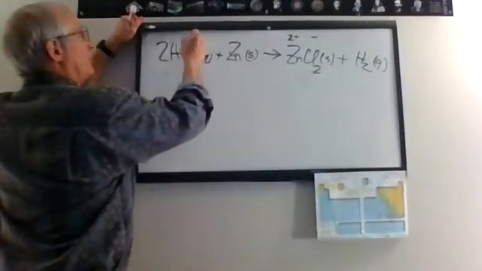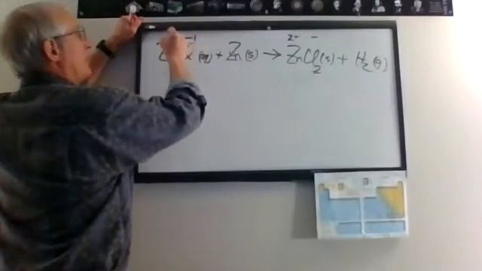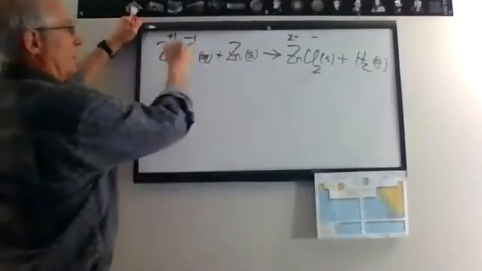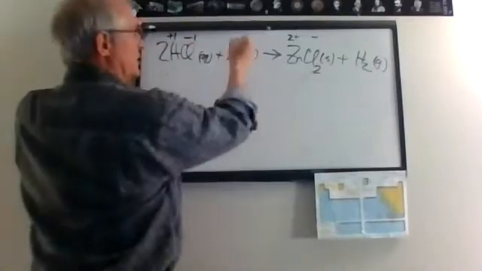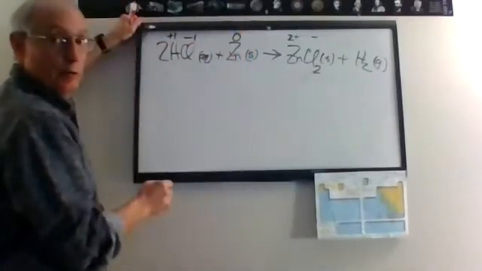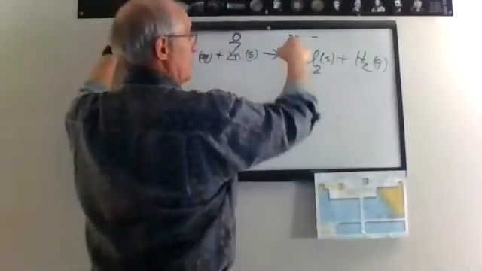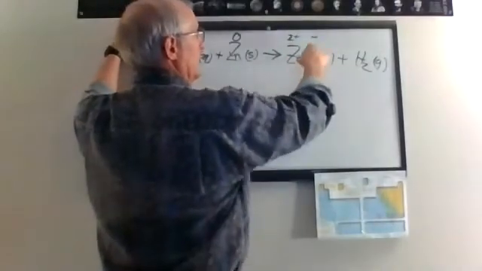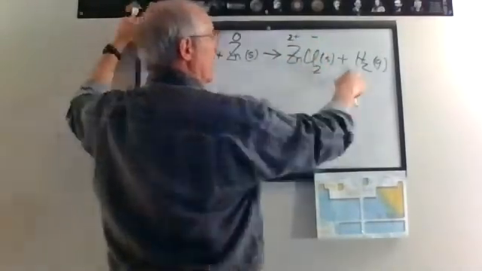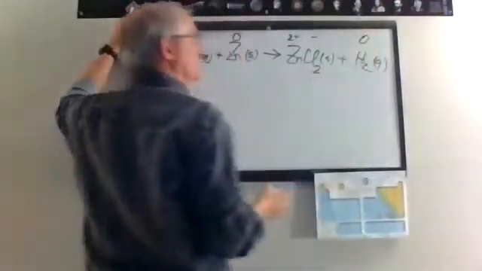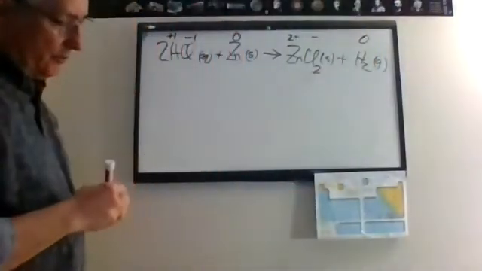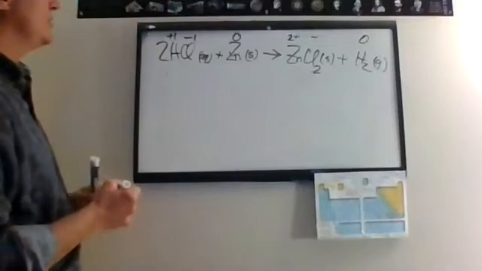Okay, so we got hydrogen and chlorine. Chlorine is -1. Hydrogen is +1. And that's why the subscripts are 1 and 1. Zinc is a pure element, it's 0. And then zinc is +2, and chlorine is -1, and hydrogen is a pure element. So do you see any redox? You bet you do. You see oxidation.